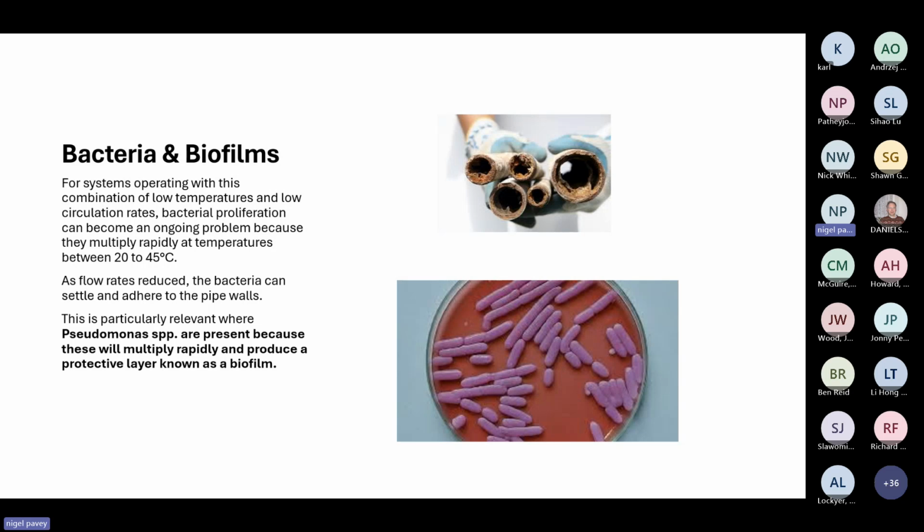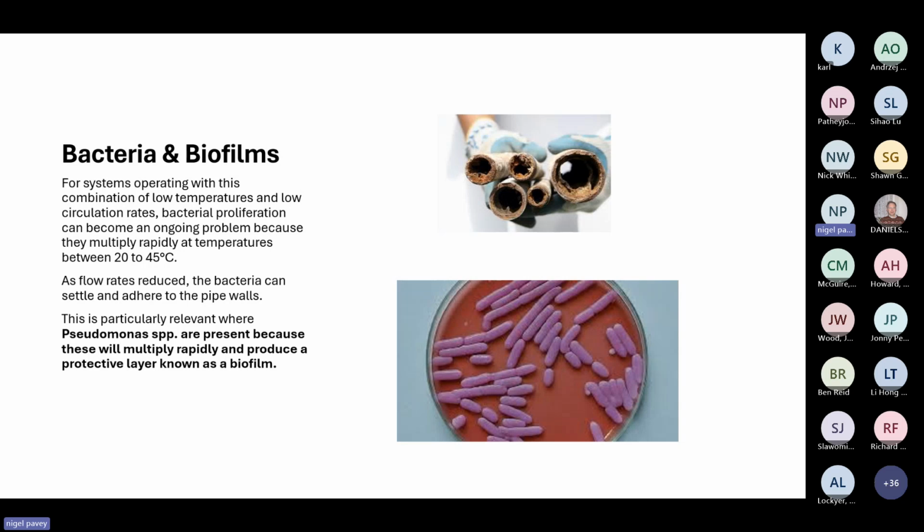As I've said there, these bacteria multiply between 20 and 45 degrees. Now, in past decades, this wasn't an issue because we were running at 82, 71, or we were running steam at 120, 130 degrees. But as flow rates reduce and the water becomes sluggish, bacteria can settle and adhere to the pipe walls, which is what this biofilm is.